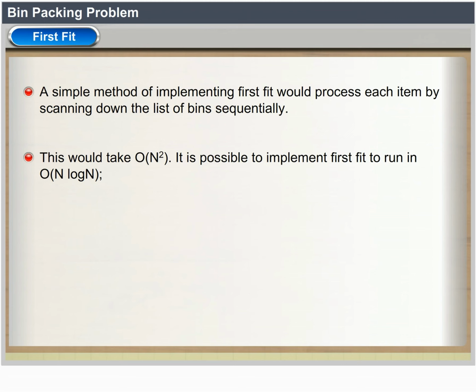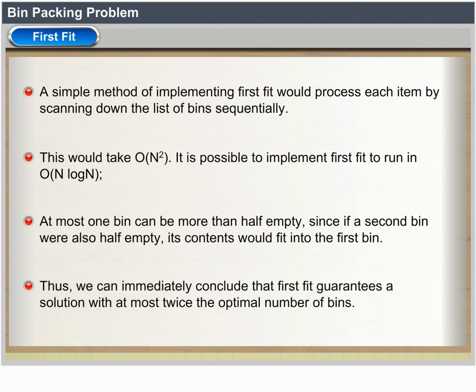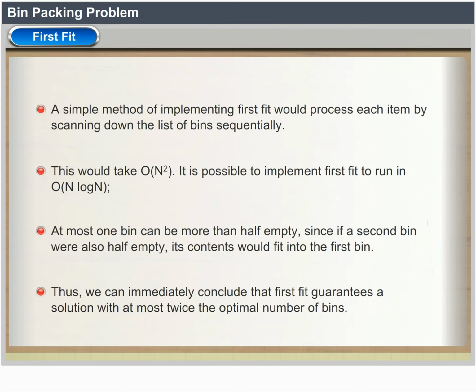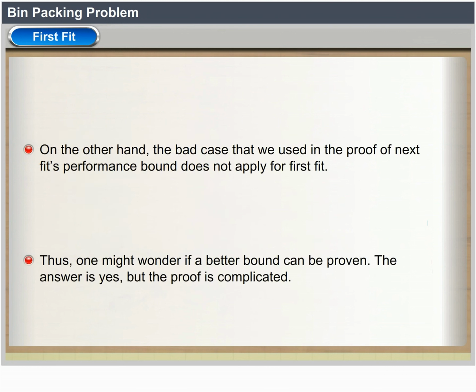At most, one bin can be more than half empty, since if a second bin were also half empty, its contents would fit into the first bin. Thus, we can immediately conclude that first fit guarantees a solution with at most twice the optimal number of bins. On the other hand, the bad case that we used in the proof of next fit's performance bound does not apply for first fit. Thus, one might wonder if a better bound can be proven. The answer is yes, but the proof is complicated.